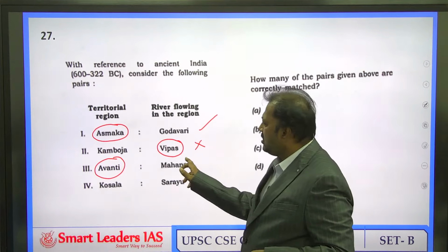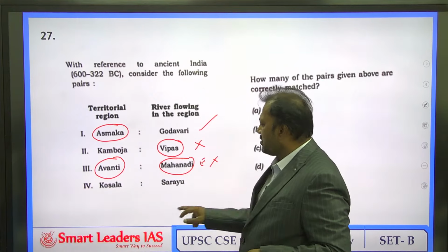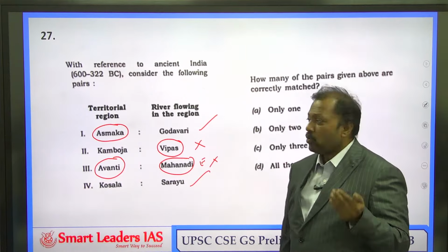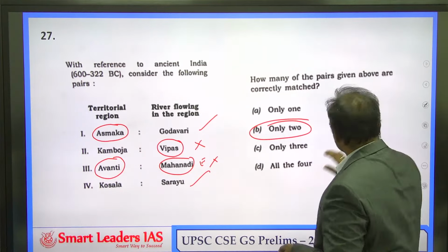Avanti Mahajanapada is also restricted to Maharashtra and a part of Madhya Pradesh. So Mahanadi is in the far east, so this is not going to be the part. Kosala Sarayu, we all know. So the answer is 1 and 2. So only 2 pairs are correct. Answer is B for this.